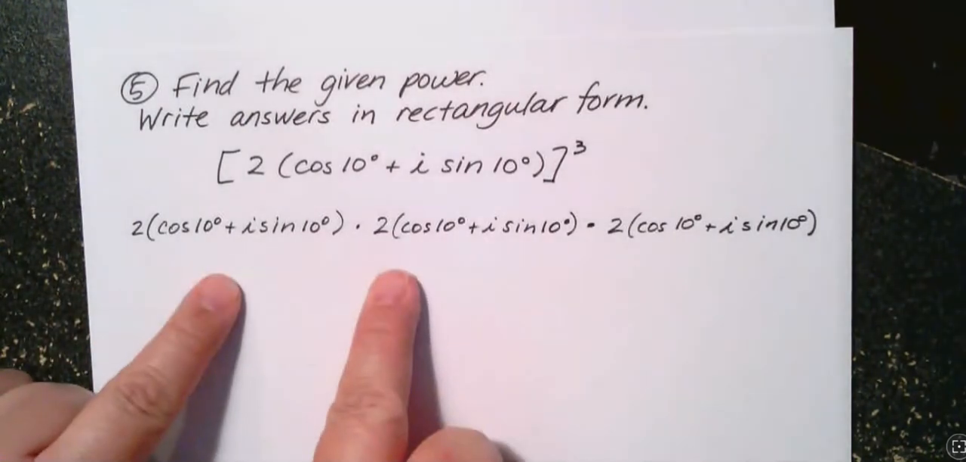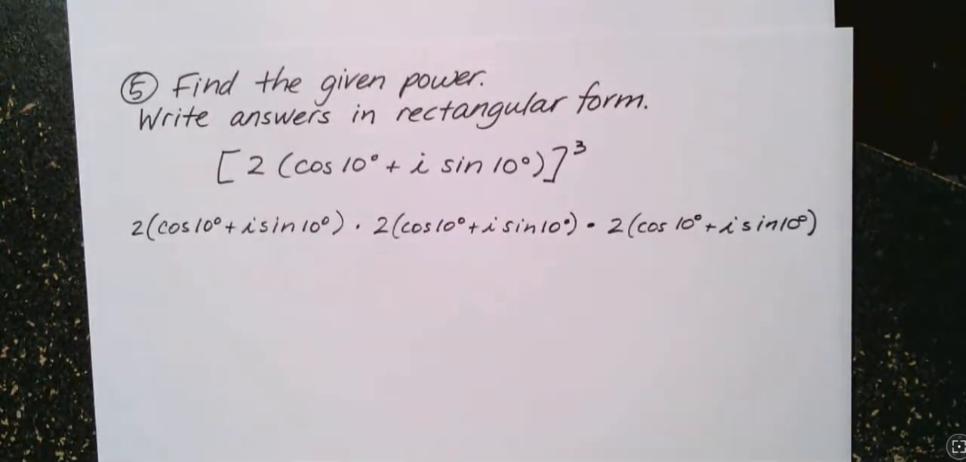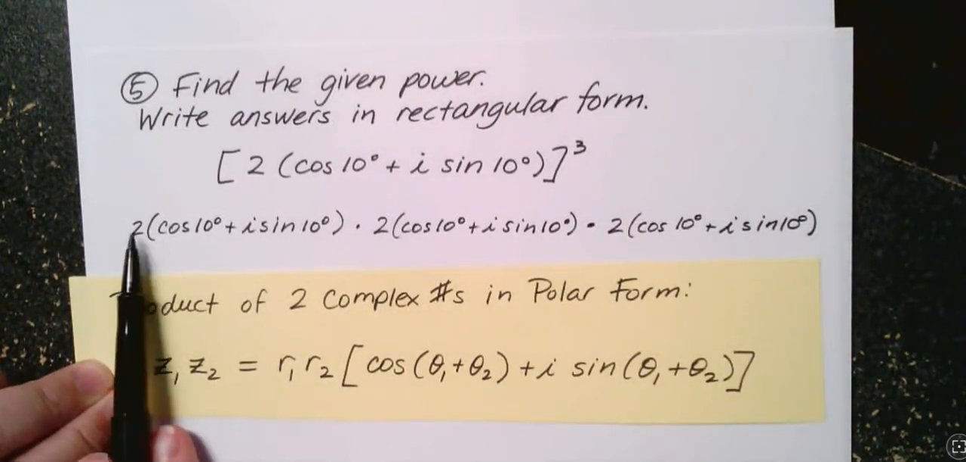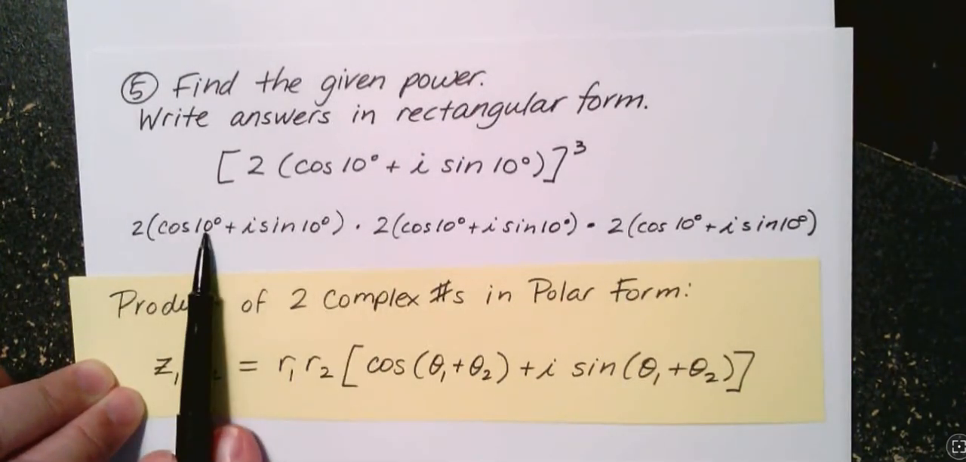So really, here, I'm just using the product rule that I used before. So I'll do 2 times 2 and 10 plus 10.